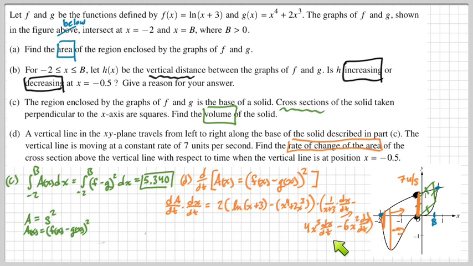So I kind of got stuck here for a second, and then I remembered this 7. I haven't even used this 7 yet. Could this 7 be dx dt? Is that the rate at which the x is changing? Yes, because this vertical line is moving from left to right. That is the dx dt. And so you can just plug 7 into these dx dt's and it works.